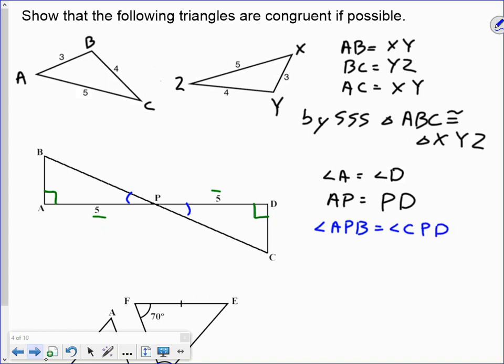So now we know two angles and the side between them are the same. So by angle, side, angle, we can say that triangle ABP is congruent to triangle. What matches up with A? It's going to be D, C, and then P.